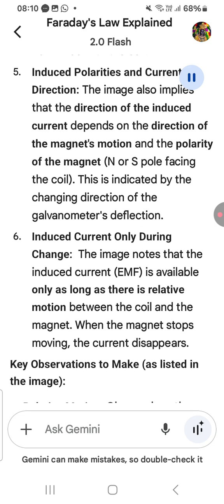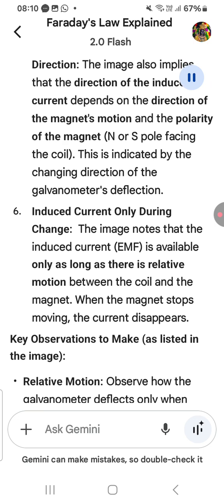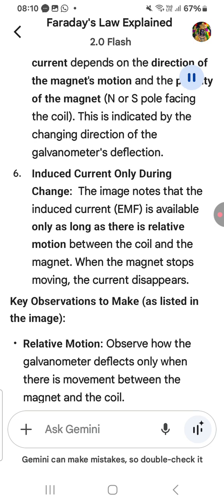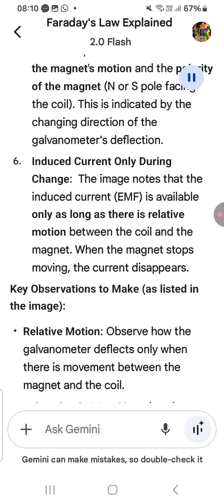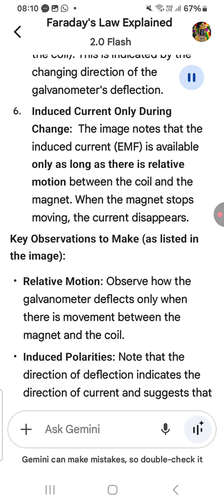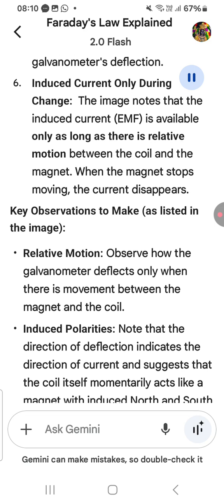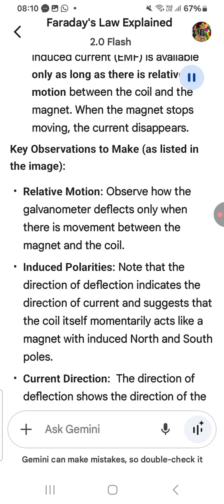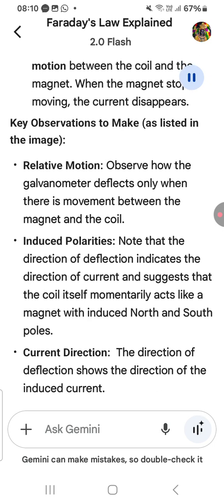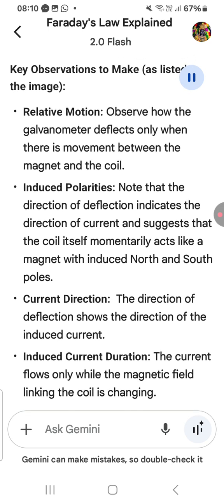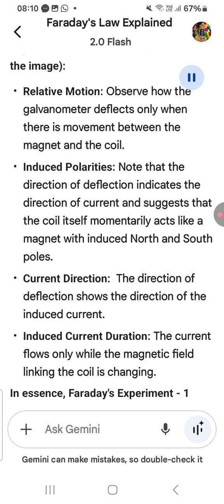Key observations to make, as listed in the image. Relative motion: observe how the galvanometer deflects only when there is movement between the magnet and the coil. Induced polarities: note that the direction of deflection indicates the direction of current and suggests that the coil itself momentarily acts like a magnet with induced north and south poles. Current direction: the direction of deflection shows the direction of the induced current. Induced current duration: the current flows only while the magnetic field linking the coil is changing.